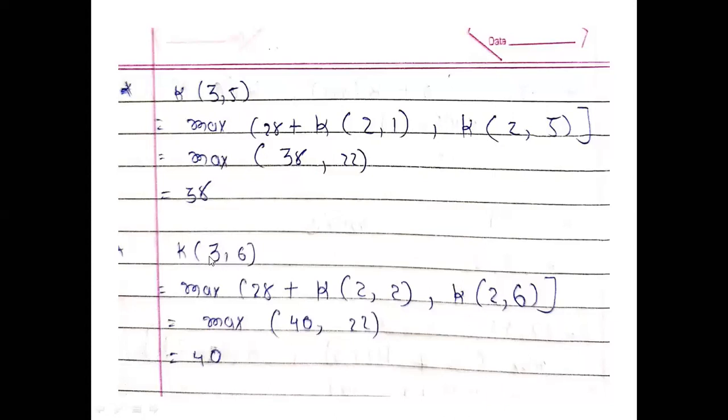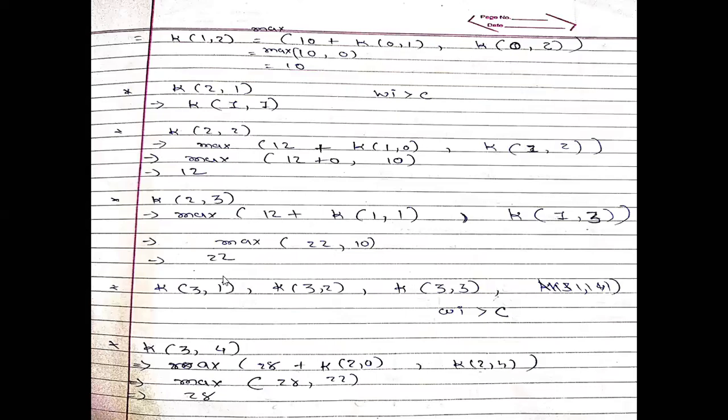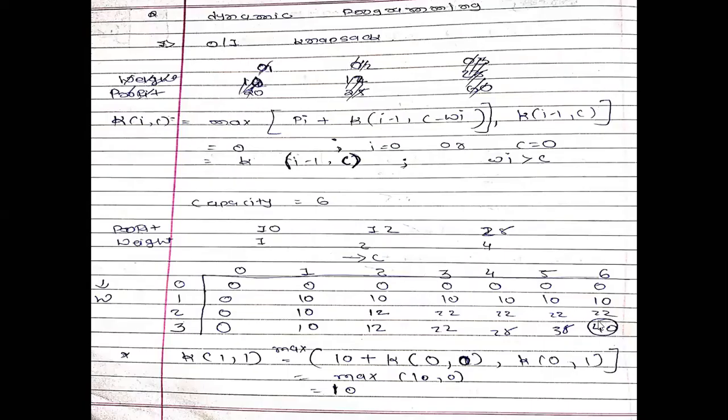Now let's count for the last cell, that is 3, 6. Put the values: 28 plus K of i minus 1, 2, C minus weight of i, so 6 minus 4 is 2. K of i minus 1, 2, C stays as it is, that is 6. Get the values from the table, you will get the value 40 and 22, and the max of both is 40. So you will put the profit here, that is 40. So this is the maximum profit that you can earn in your knapsack problem.